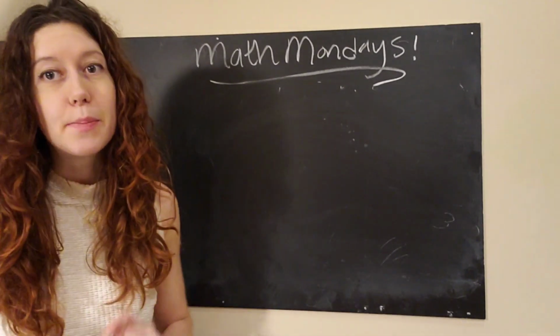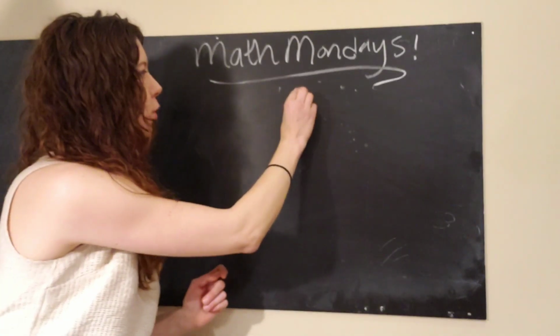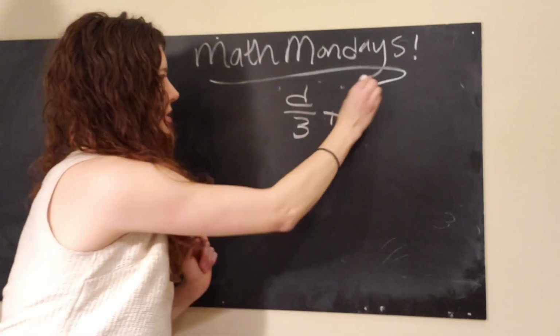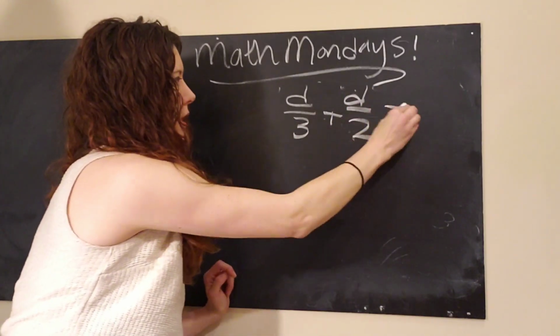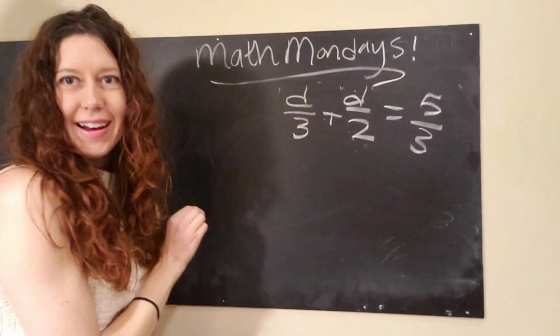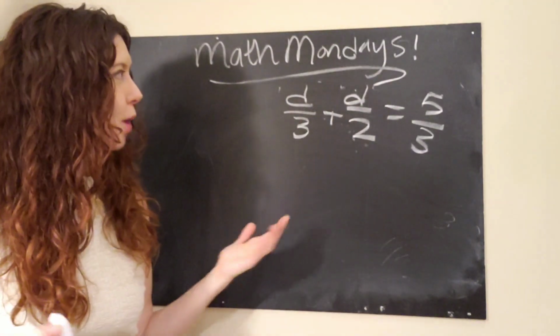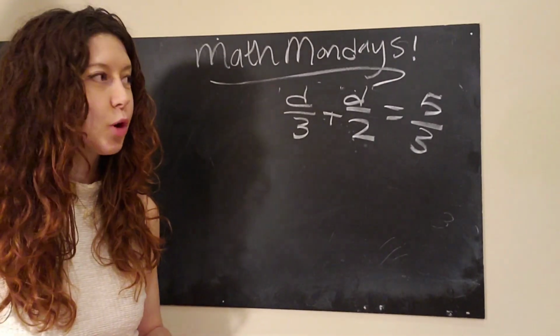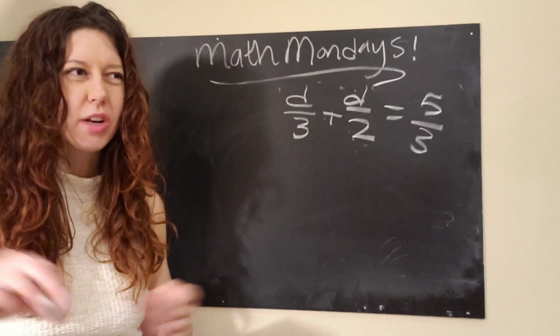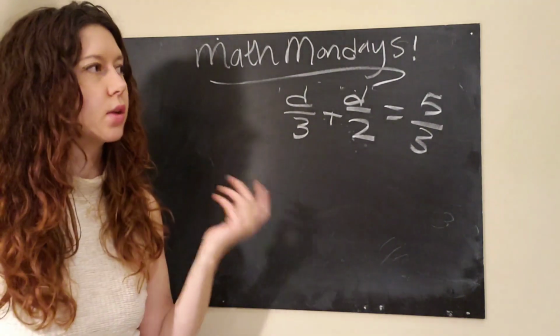So let's start with a simple example. So I'm going to write d over 3 plus d over 2 equals 5 over 3. Okay, so as you probably have had to do if you've taken algebra, our question is, what is d? What does d equal?